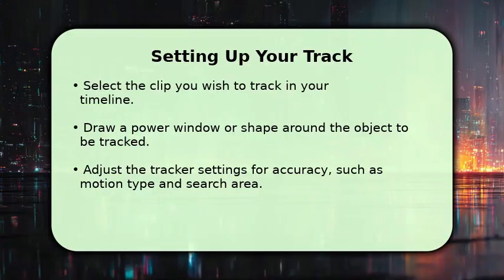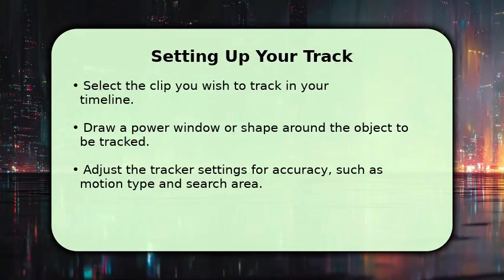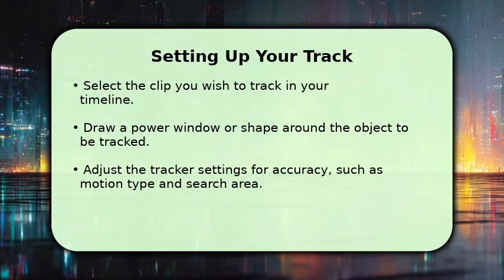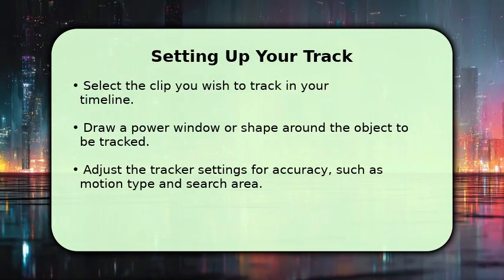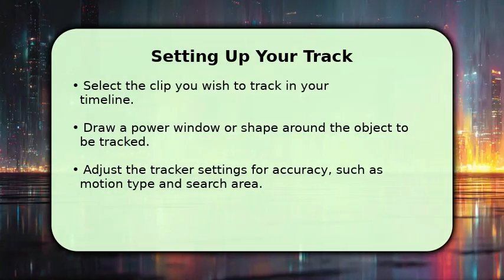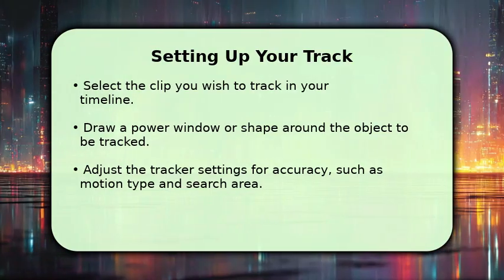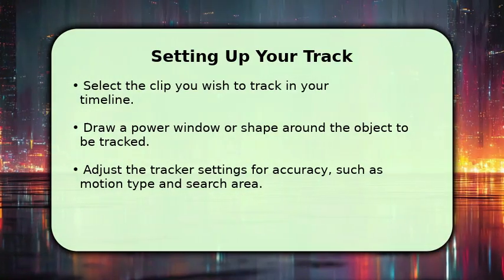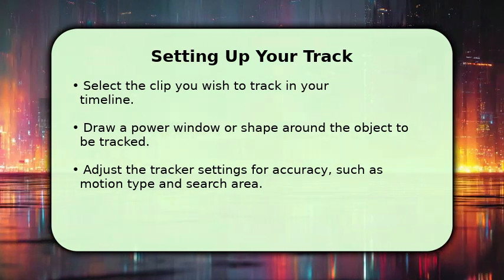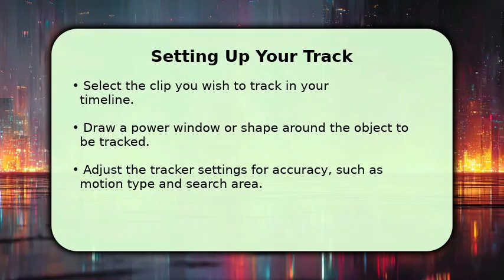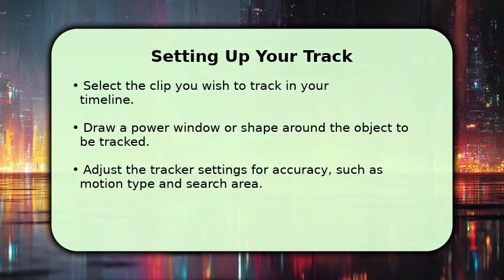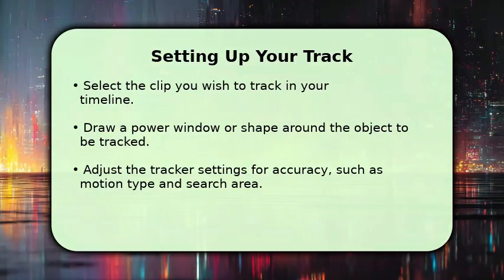Next, let's set up your track. First, select the specific clip in your timeline that contains the object you wish to track. Then, draw a power window or a custom shape around that object, ensuring it tightly encompasses the area of interest. It's important to adjust the tracker settings, such as the motion type like translation, rotation, or scale, and the search area, to optimize accuracy and efficiency for your particular shot. This preparation ensures a more successful tracking result.